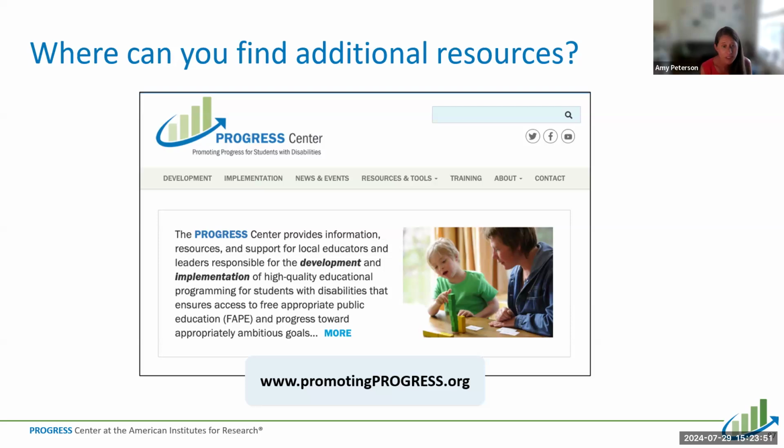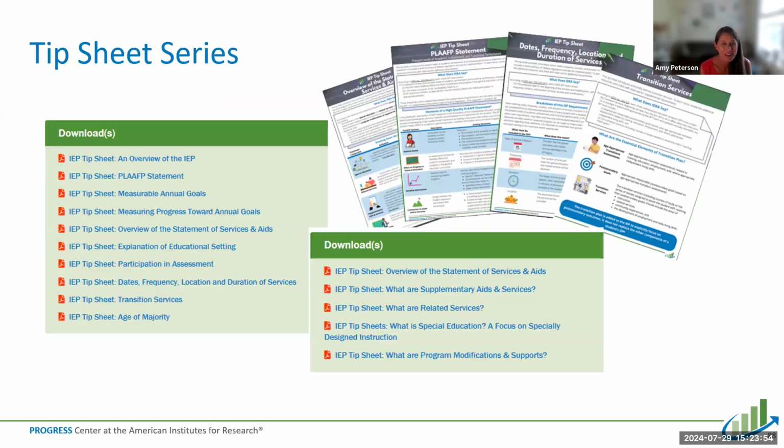One of the most important ones that we've talked a lot about over the course of this session has been these IEP tip sheets. I mentioned before, there's one for each of those components of the IEP, as well as that overview document that we looked at in detail. So all of those live on an overarching page called the overview of the IEP. And then also for the overview of the statement of services and aids, there are 4 subcomponent tip sheets that go into what are supplementary aids and services, what are related services, what is special education or SDI, what are program modifications and supports for school personnel. So that digs a little bit deeper into each of those components of that overarching statement.